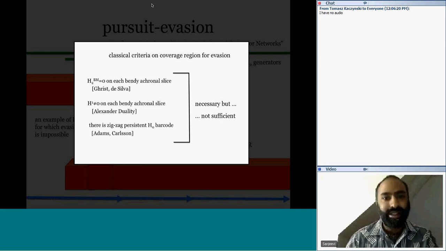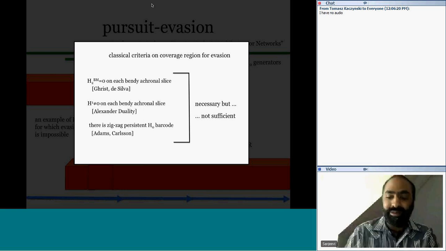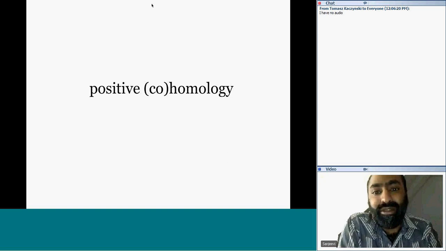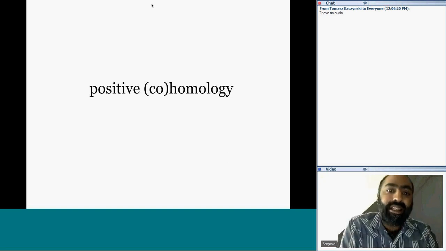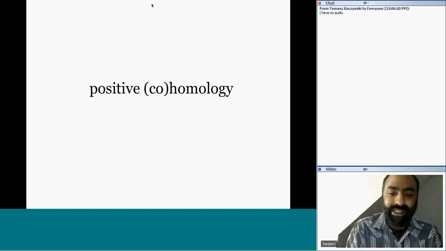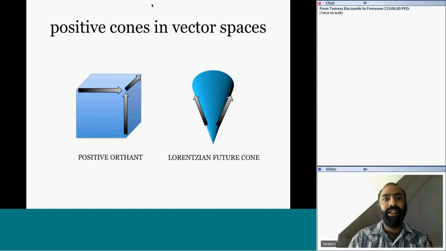Okay, we want to think of new ideas, and one thing that Hans and Gunnar Carlsson show is that you really, in an essential way, need to take into account more information from your coverage region. So we have more refined information in our coverage region and a computable invariant on the coverage region. So we'll have positive homology and positive cohomology here.